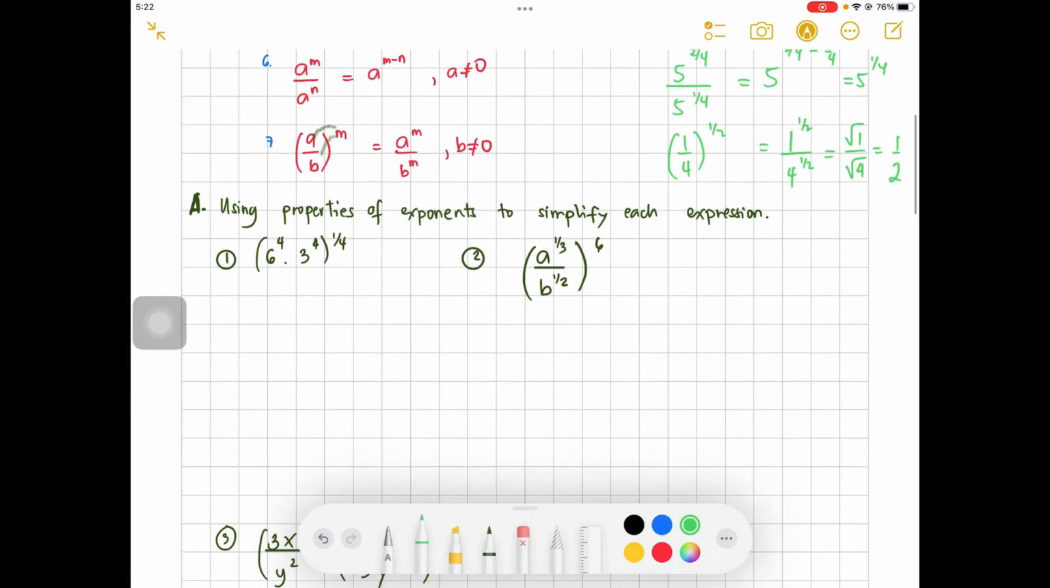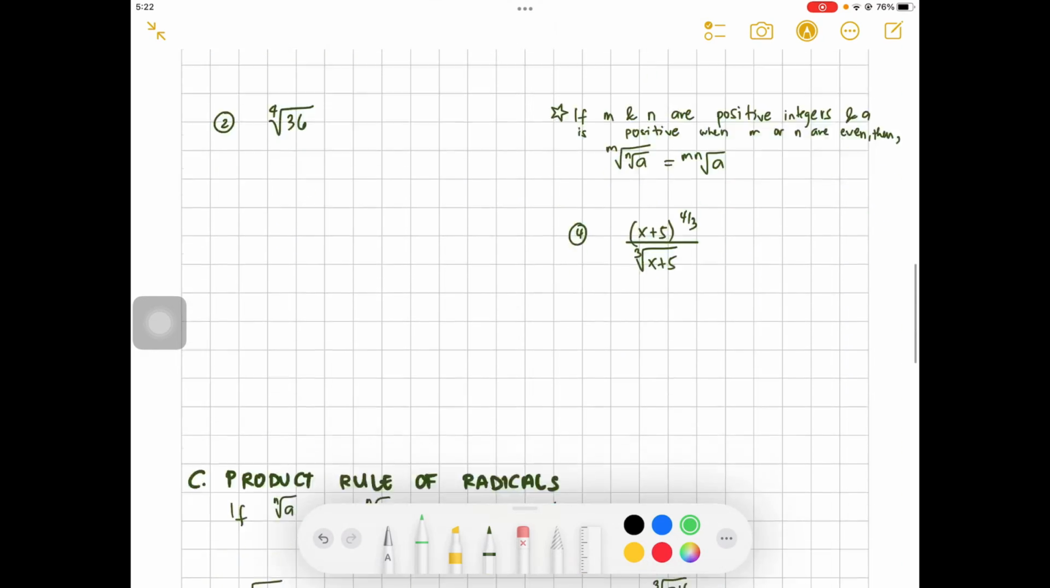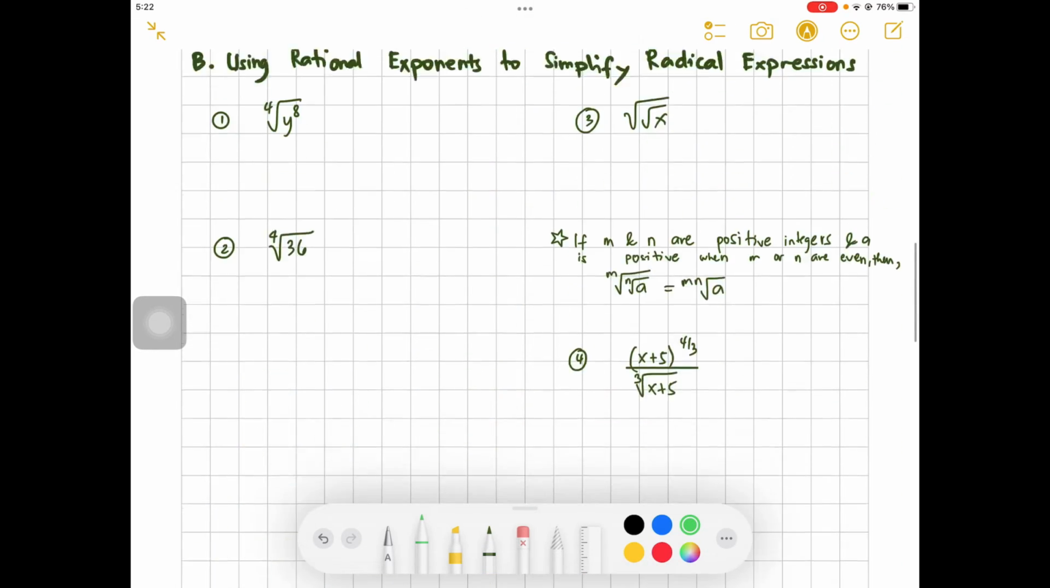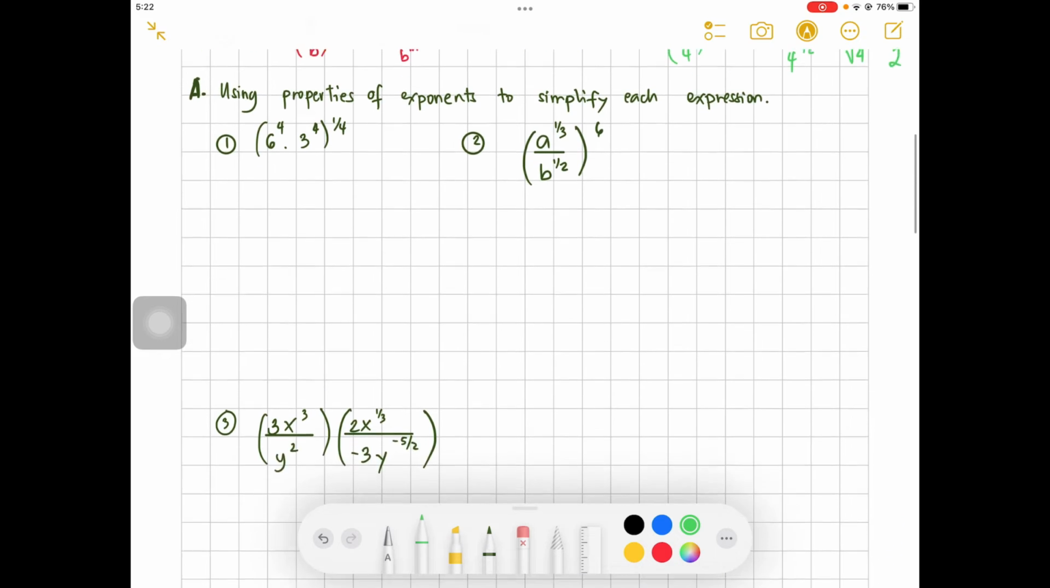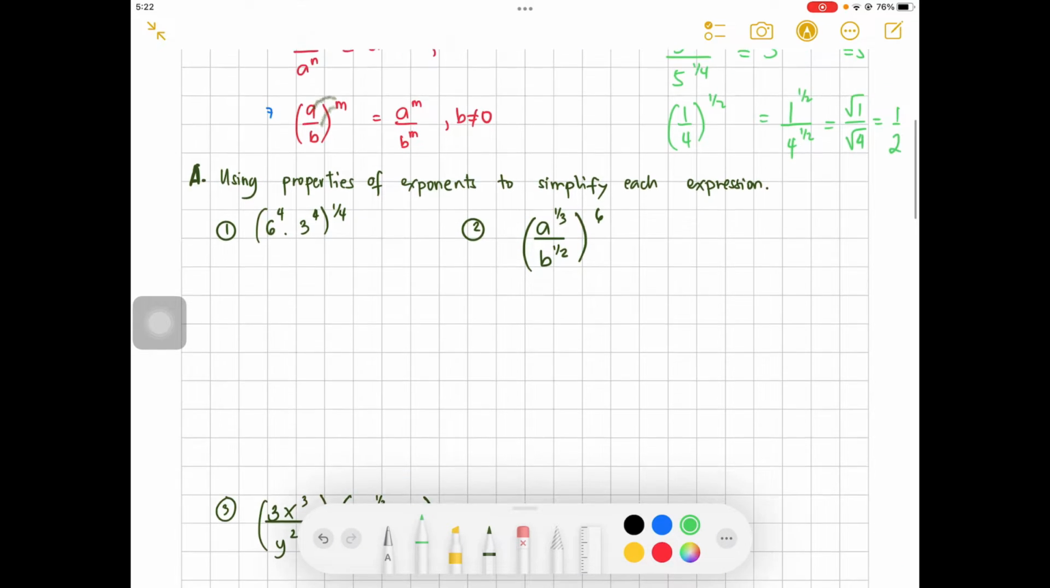Okay? So we have here 4 parts. So first part, using properties of exponents to simplify each expression. Number 1, 6 raised to 4 times 3 raised to 4 quantity raised to 1/4.